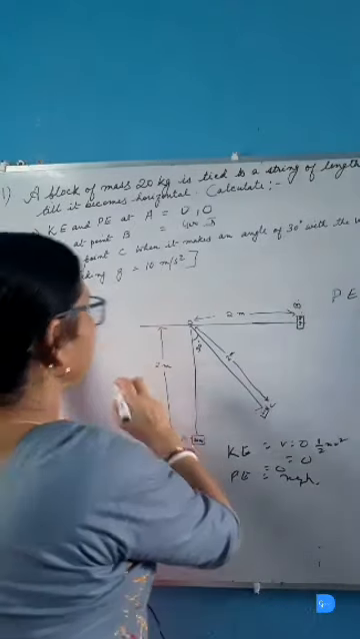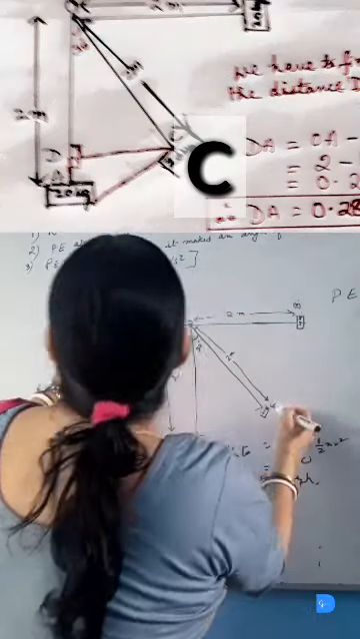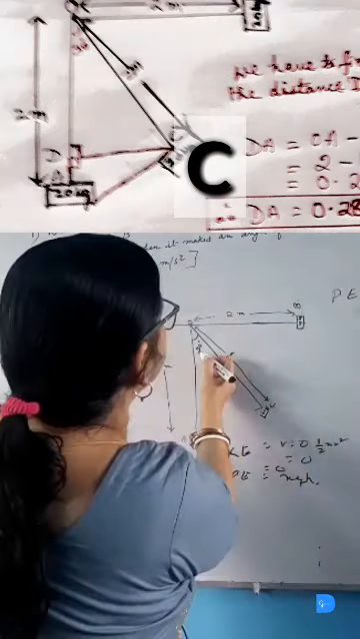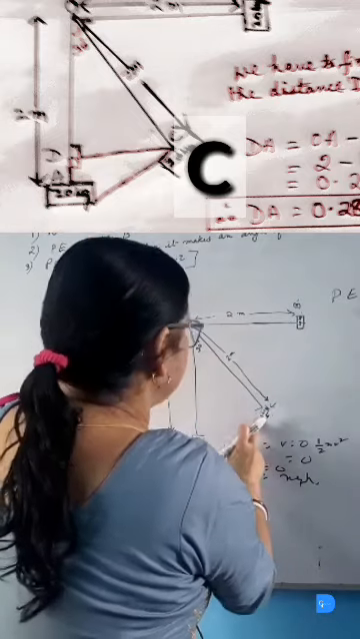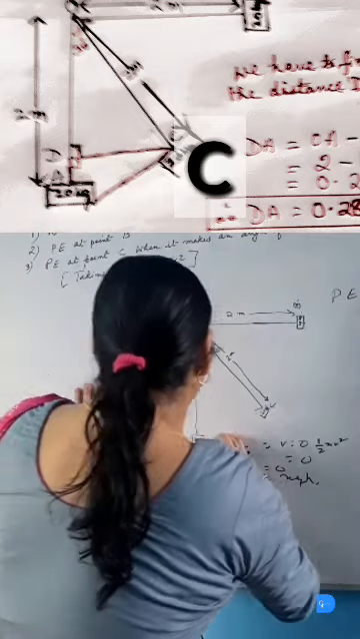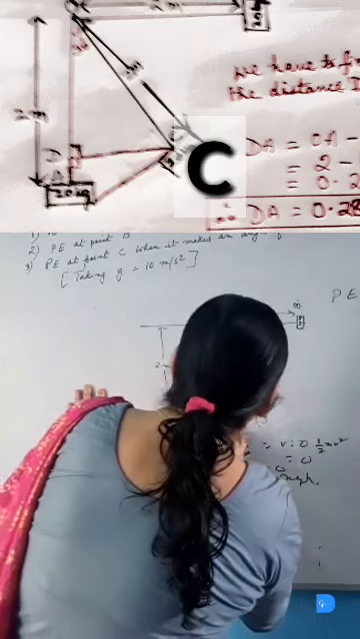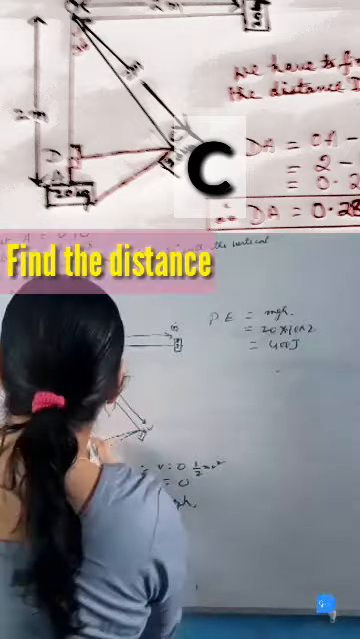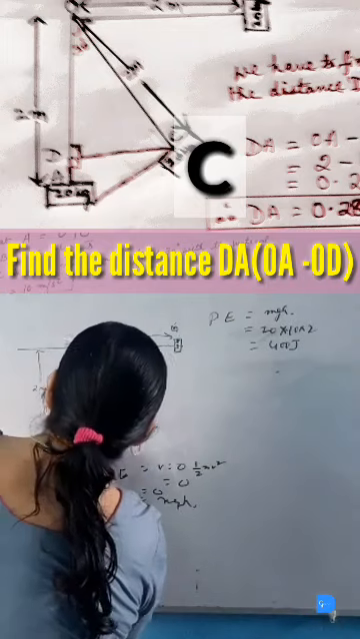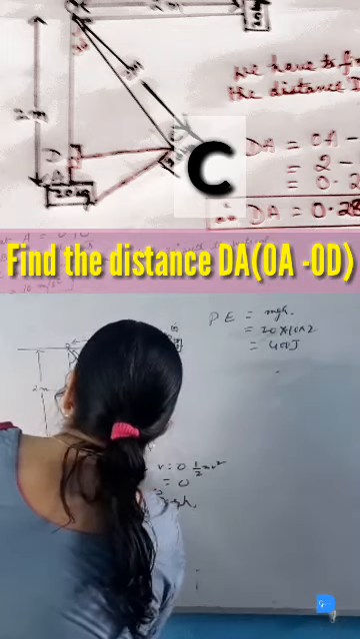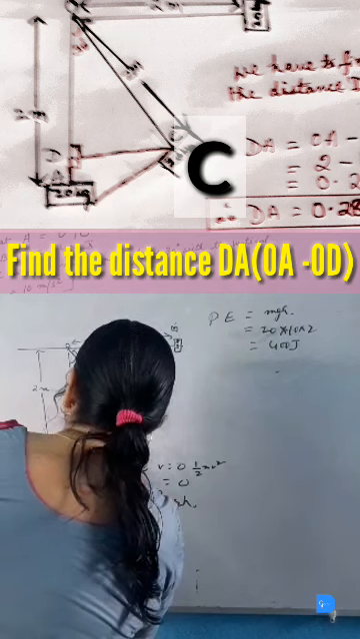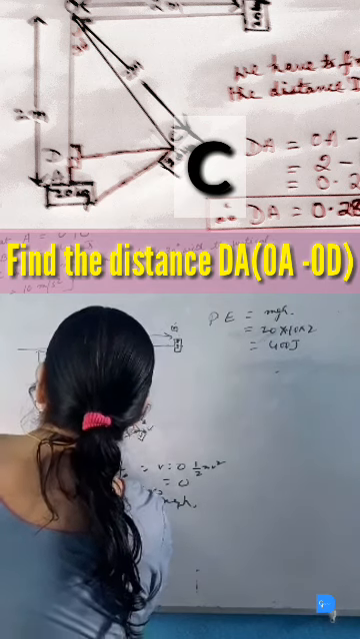Number third, potential energy at point C, when it makes an angle of 30 degree with the vertical. At point C, some work has been done because the block has been lifted from this position to this position. So there is some potential energy. So we will find this distance. This is the height at which it has been raised. So we have to find this distance.